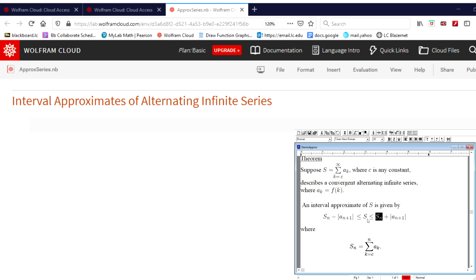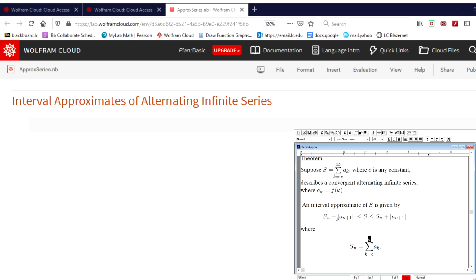On the lower end of our interval approximation for s, we take s sub n, this value that we're summing up through, the first n terms of our infinite series, and subtract this quantity given by the absolute value of a sub n plus 1, where the absolute value of a sub n plus 1 is the absolute value of the n plus 1 argument of our series.